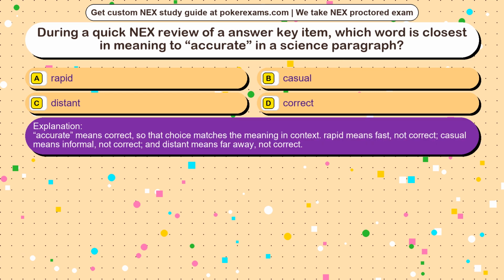Accurate means correct, so that choice matches the meaning in context. Rapid means fast, not correct. Casual means informal, not correct. And distant means far away, not correct.